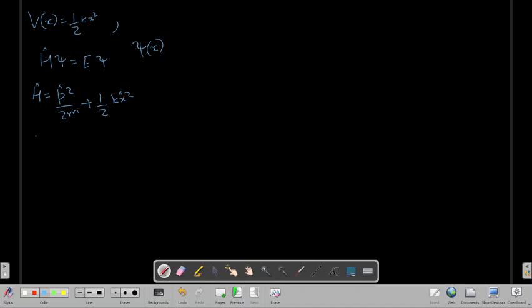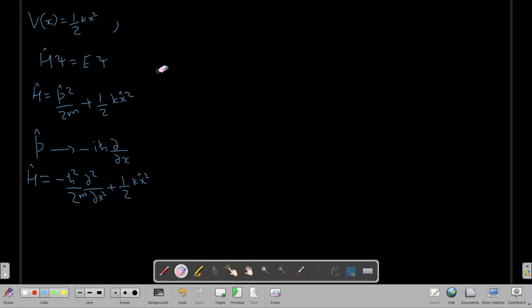So this momentum operator in quantum mechanics can be written as minus i h cross del by del x. So we have this thing with us. This Hamiltonian operator can be written as minus h cross square by 2m d square by dx square plus half k x square, and x is an operator. Always remember this.